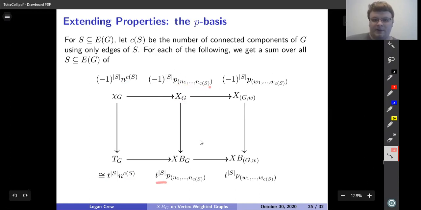And the same here, but with t, and over here now we get the weights, and in particular what the weight function allows us to do here is give that nice deletion contraction proof, whereas you didn't have a nice deletion contraction proof of this fact here.